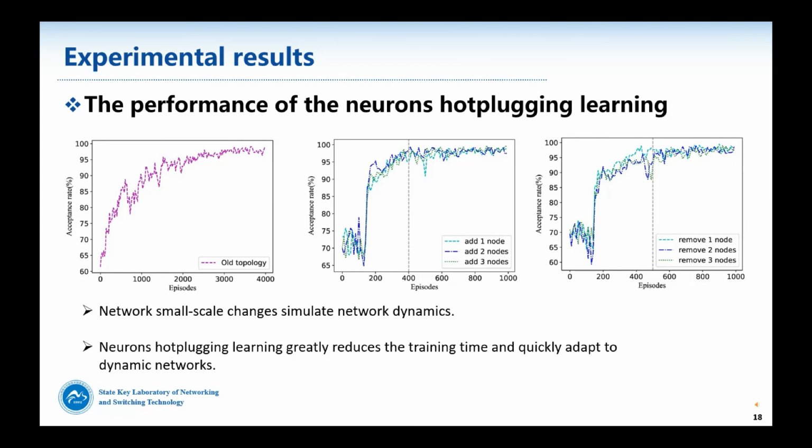This result demonstrates the performance of neural hot plugging learning. We test the performance of the proposed method by changing the network structure of INS-IXE services, adding or removing some network nodes to simulate the network dynamics. It can be seen that our method reduces the training time of new models by at least 80% and improves the adaptability to dynamic networks.